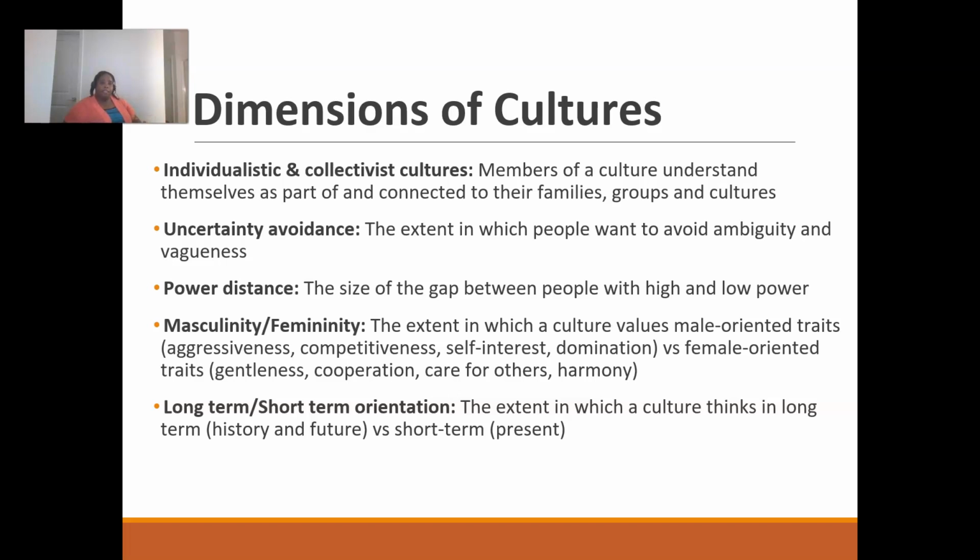With uncertainty avoidance, it's the extent to which people want to avoid ambiguity and vagueness. In some cultures, there is a tolerance for ambiguity in an interaction, so they may not have as many rigid rules as cultures with high uncertainty avoidance, which may provide different rules of communication to make these interactions predictable.